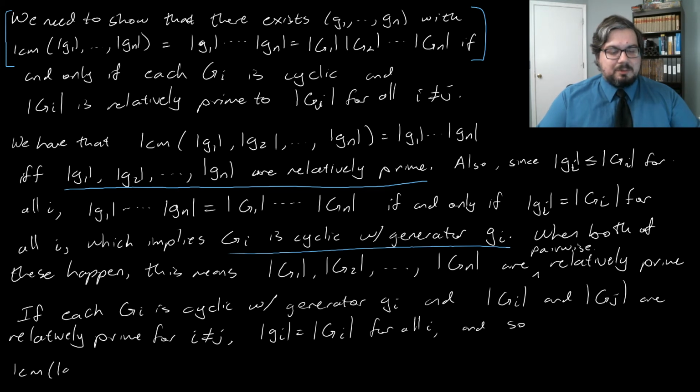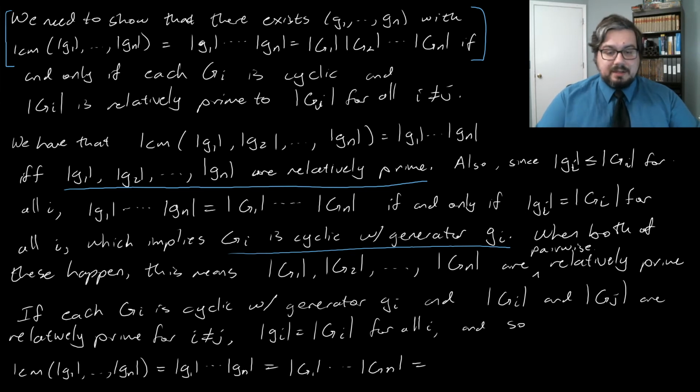the least common multiple of the orders of G1 through Gn is equal to the product of the order of G1 up through the order of Gn, which is equal to the product of the orders of G1 up through Gn, by the arguments we've made, or the first part is by what we noted before. And this is the order of the direct product G1 through Gn. So that means that the direct product is cyclic.